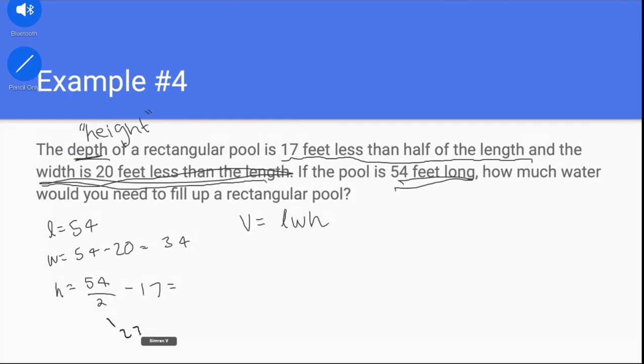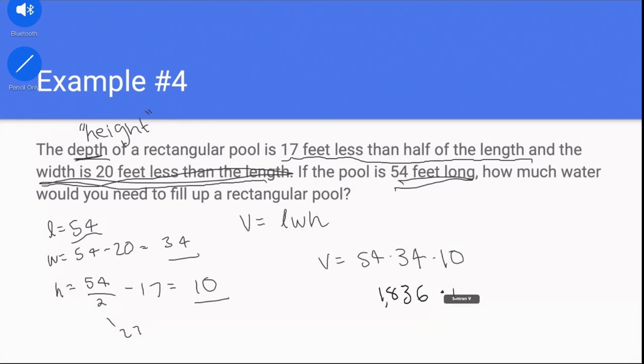After this, we're going to want to plug our values into the variables in the equation. So 54, 34, and 10. We're going to multiply this all together, and then we're going to get our final answer. So first, 54 times 34, which is 1836, times 10, which is 18,360, which is our volume. So there's our answer for that one.